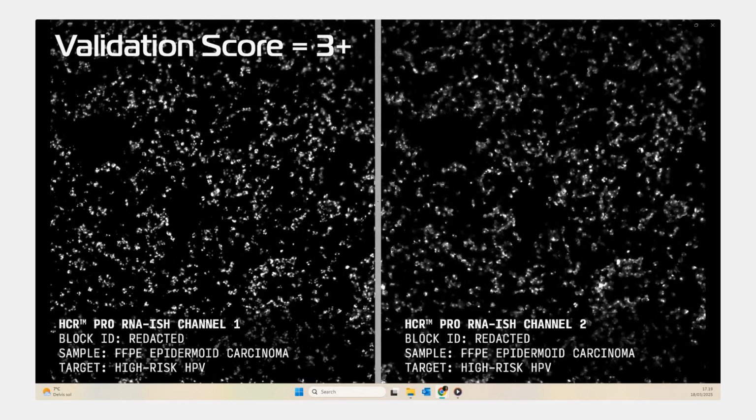We have also validated a number of clinically relevant targets. This one shows the validation of high-risk HPV probes. And we know HPV is associated with development of various forms of cancer. So it's critical that we validate the probe specificity before giving it to users who are making diagnostic decisions.